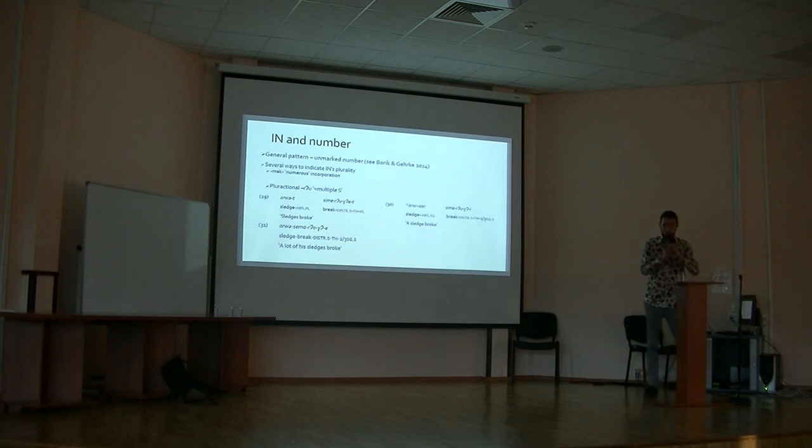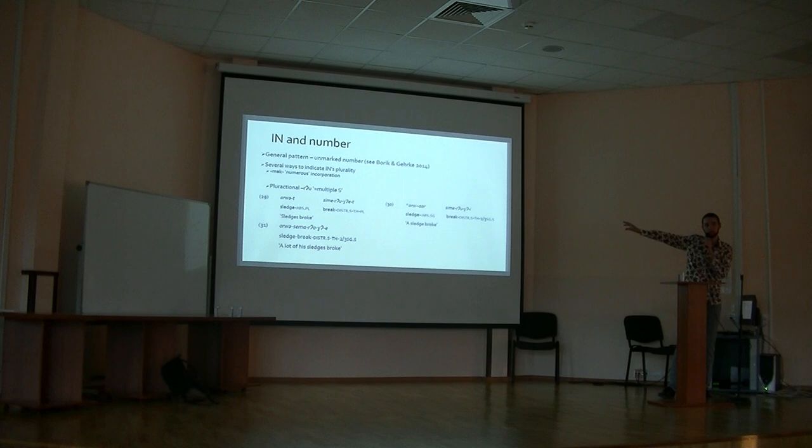Yeah, so we remember that this pluractional affix cannot combine with a clause whose subject is single, like in 30. When you have only one sledge, it's impossible to use this construction. But actually it's possible to have a singular subject, he, in 31, when the incorporated single participant is plural.